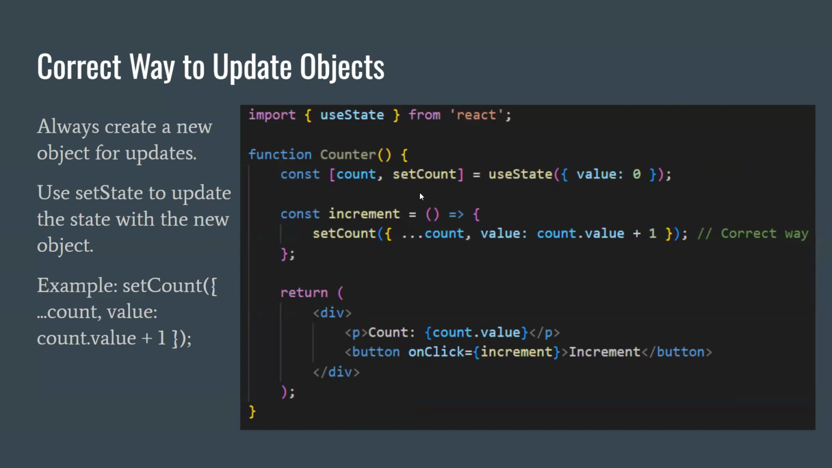So let's compare. Here we have everything else the same except our onClick handler increment. So in increment, we can see that we are using the spread operator to create a new object with a change in value.